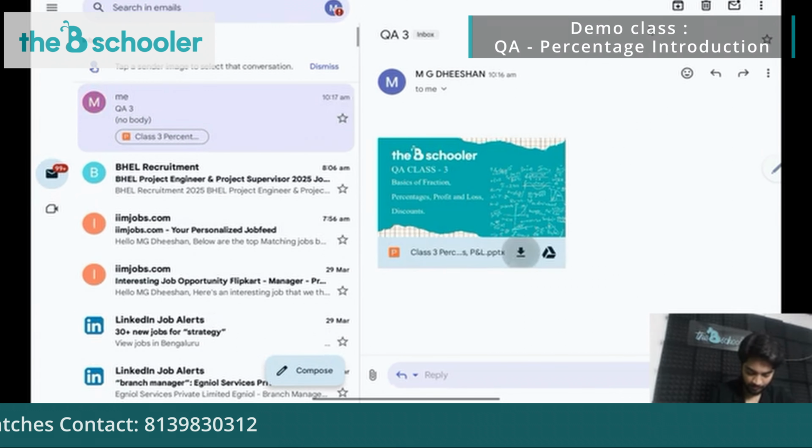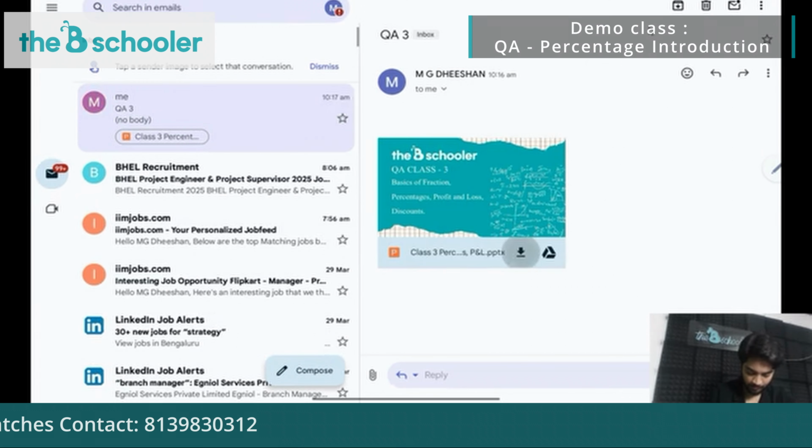But before we go into that, let's look at what we learned in the last class. You can see the last class slide, right? Last class we learned factorize. So far in our basics of QA, what have we learned? We learned factorization, LCM, HCF. A good number of questions you guys did during practice.